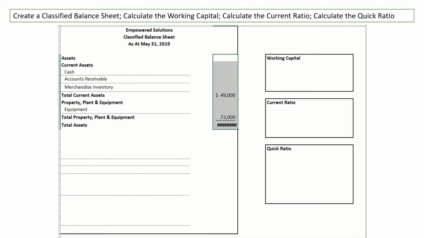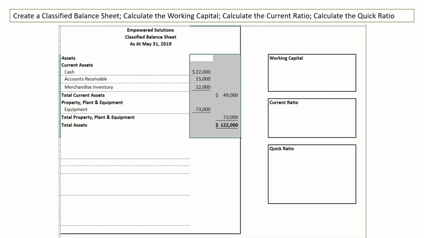So in this situation, we have the following data. We have $22,000 for cash, $15,000 for accounts receivable, $12,000 for inventory for a total of $49,000, $73,000 for equipment, no accumulated depreciation at this time or amortization. So our total assets are $122,000.